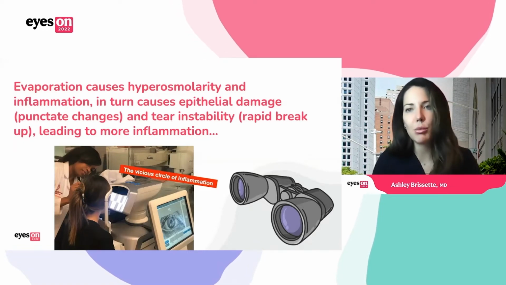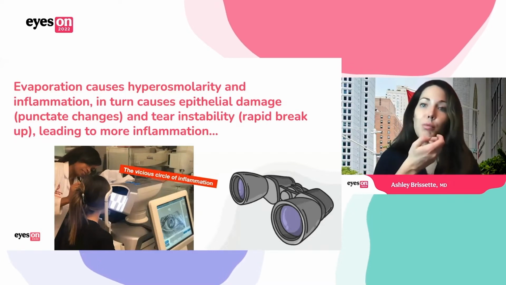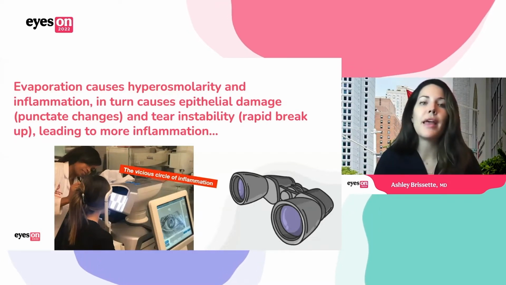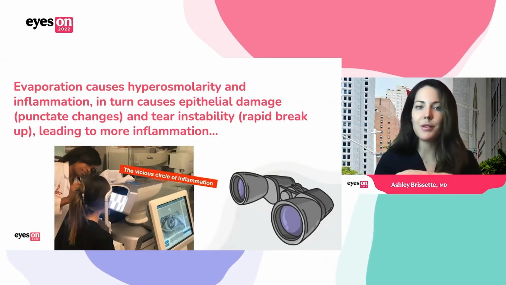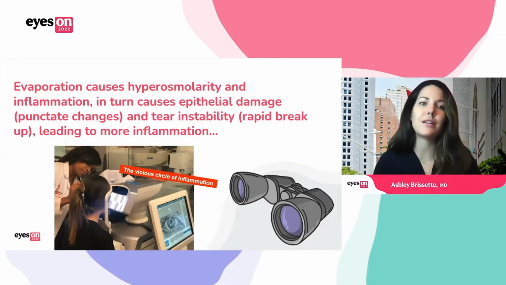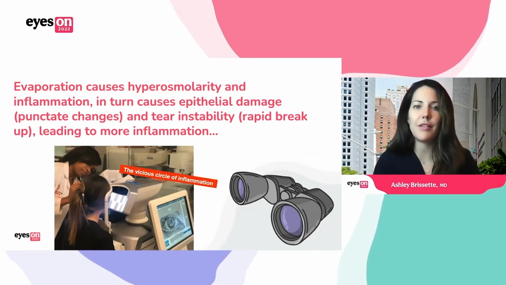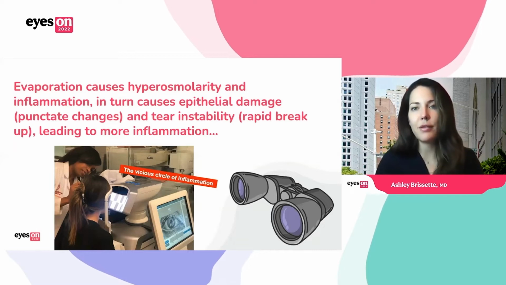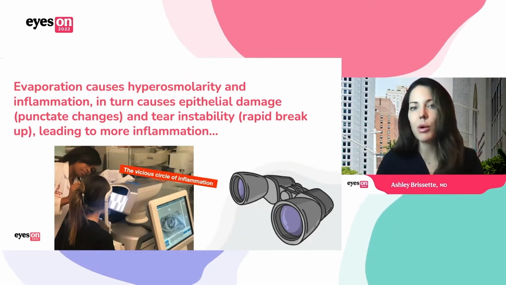So a rapid tear breakup time might be evident as well due to evaporation from poor quality of the tear film. And then this in turn leads to more inflammation. And this is what we often refer to as that vicious circle or vicious cycle of inflammation. So you have poor quality tear film, which rapidly evaporates. That leads to inflammation. The inflammation leads to epithelial damage, which leads in turn to more inflammation.